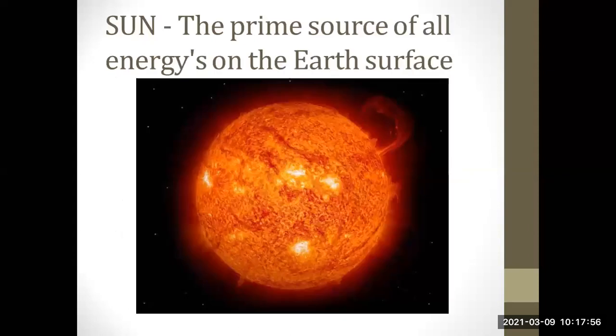Now, whatever energy we receive on the surface of the earth is only because of the sun. So we can say that the sun is the prime source of energy on the surface of the earth. The temperature on the surface of the sun is in the range of 5000 to 6000 Kelvin, a very huge temperature. Now one thing will click in our mind: what makes the surface of the sun achieve such a huge temperature in the range of 5000 to 6000 Kelvin?